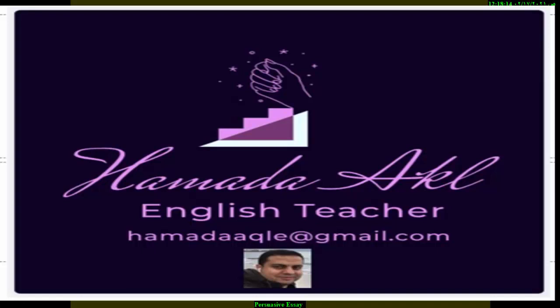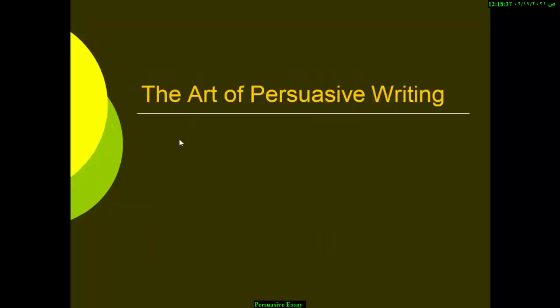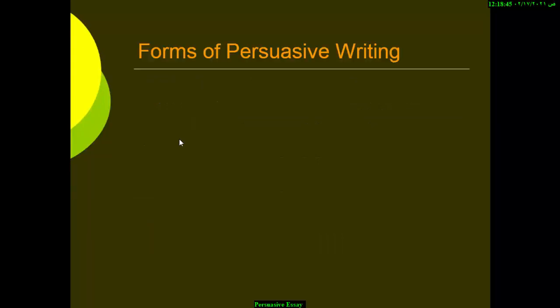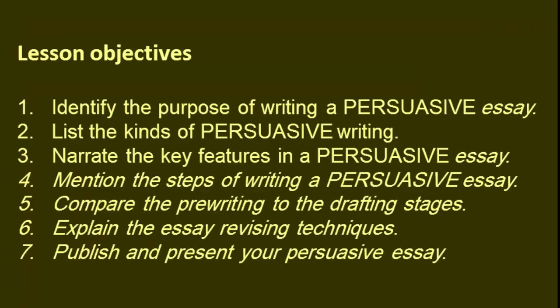Let's get started. What is the word for trying to convince someone to change his or her mind about something? It is the art of persuasive writing. By the end of this lesson, you should be able to: number 1, identify the purpose of writing a persuasive essay. Number 2, list the kinds of persuasive essay. Number 3, rate the key features in a persuasive essay. Number 4, mention the steps of writing this type of essay.